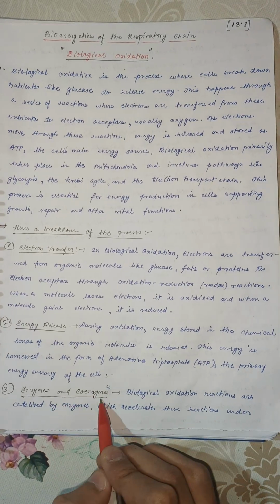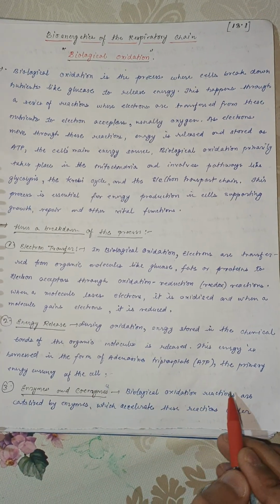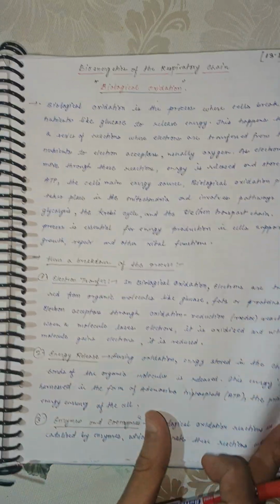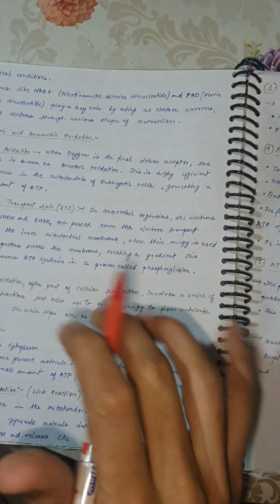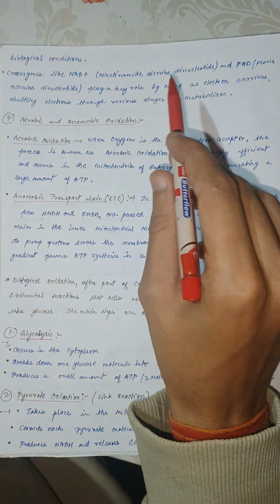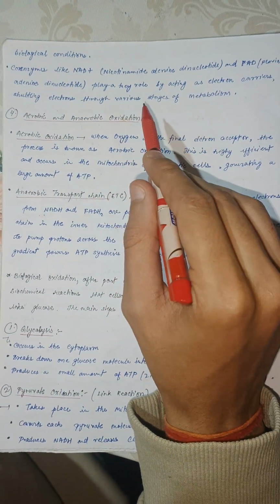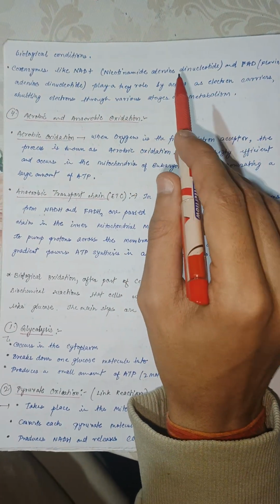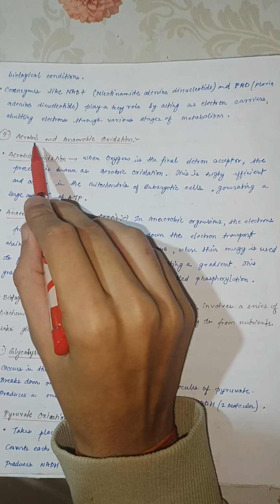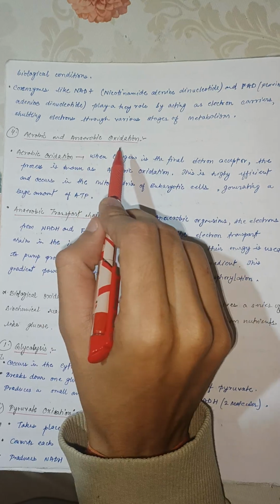Third one is enzymes and coenzymes. Biological oxidation reactions are catalyzed by enzymes, which accelerate these reactions under biological conditions. Coenzymes like NAD+ and FAD play a key role by acting as electron carriers, shuttling electrons through various stages of metabolism. Fourth one is aerobic and anaerobic oxidation.